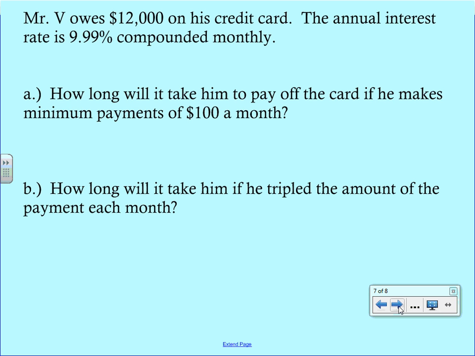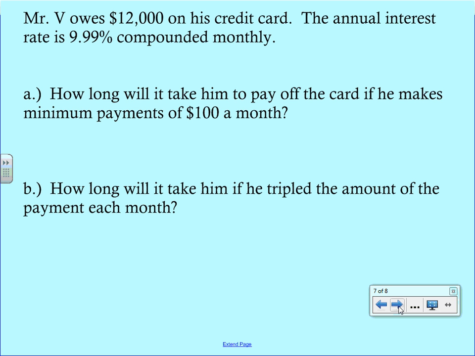So it says Mr. V owes $12,000 on his credit card. The annual interest rate is 9.99% compounded monthly. So before I even read what A is asking for, I want you to take a look at what the equation is on your blue sheet for debt payoff. It's long, but it's not hard.